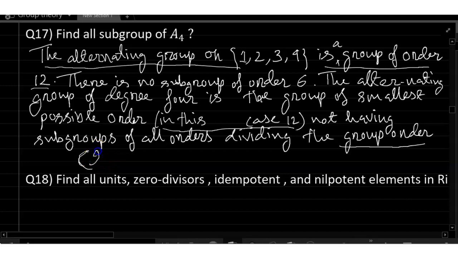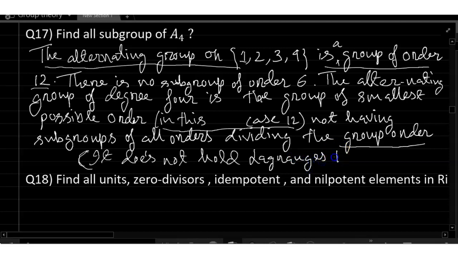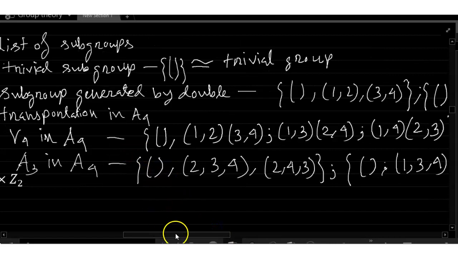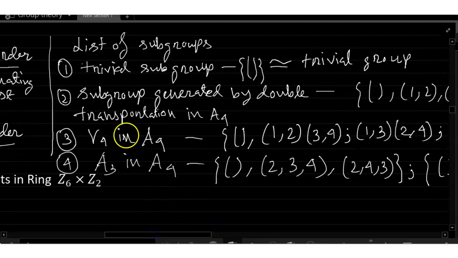So friends, you can say it does not hold the converse of Lagrange's theorem. And the list of subgroups: first is the trivial group. Number 1.